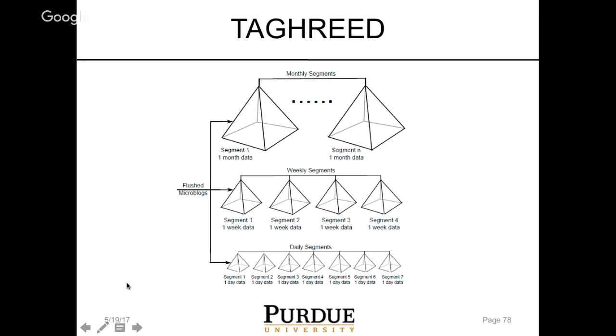A similar idea is adopted for disk-based indexes, but with hierarchical structures. There will be segments of days, and when 7 days are already done, they will be merged into segments of weeks, and 4 weeks will create segments of months, and so on. The spatial indexing here will be based on the R-tree because it's a disk-based index. Main memory indexes will use the pyramid structure.